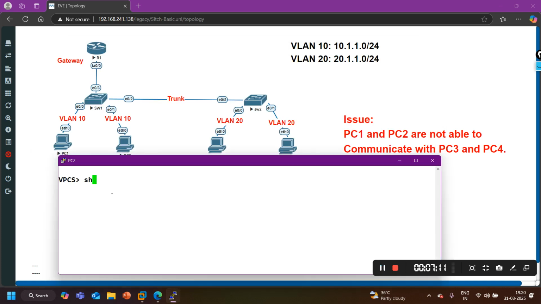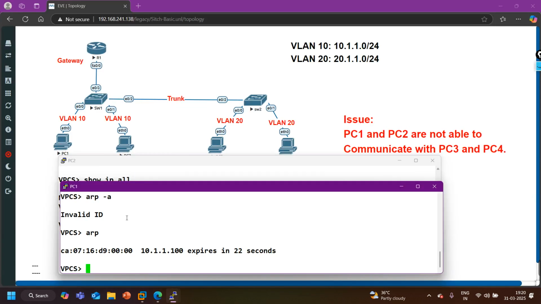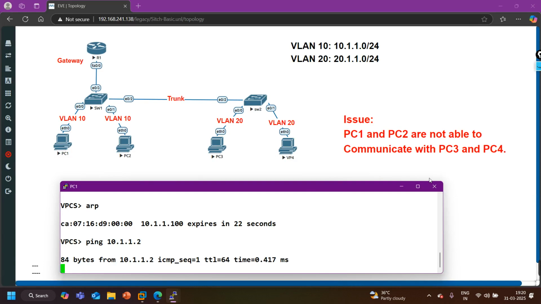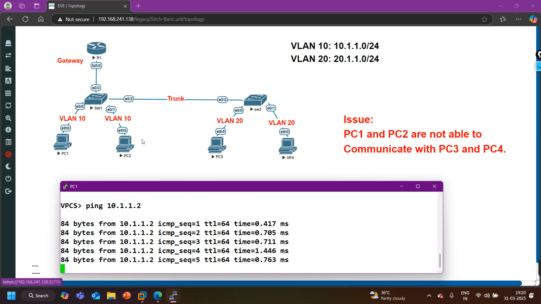Okay. On PC2, show IP all. Here the IP address is 10.1.1.2. Let me take you to PC1 again and let me ping PC2 now. Ping 10.1.1.2, and you can see I am getting a reply, meaning PC1 and PC2 are able to communicate, right?